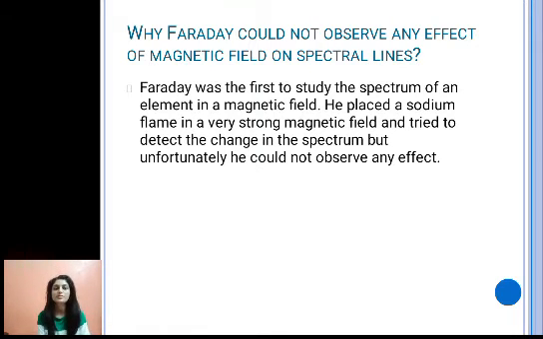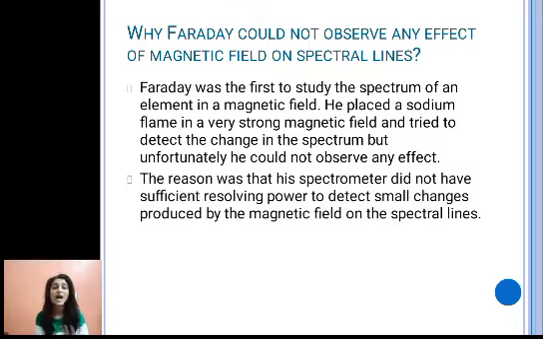Why could Faraday not observe any effect of a magnetic field on spectral lines? Faraday was the first person to study the spectrum of an element in the presence of a magnetic field. He placed a sodium flame in a very strong magnetic field and should have observed Zeeman lines. But unfortunately, he could not observe any effect because the spectrometer he was using did not have high resolving power. That is how the splitting of spectral lines in the presence of a magnetic field was not observed by Faraday, but Zeeman observed that effect.